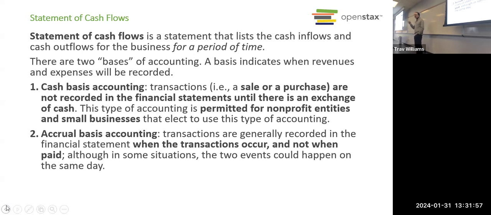Okay? So pretty much all companies use the accrual basis of accounting. I know it sounds like I'm saying cruel, but it's accrual. And the accrual basis of accounting says that you count a sale when the sale occurs, not when you get paid. And you count an expense when the expense occurs, not when you pay for it. Okay? And so that's primarily what we will be seeing this whole semester, the accrual basis of accounting. Okay, you got that?